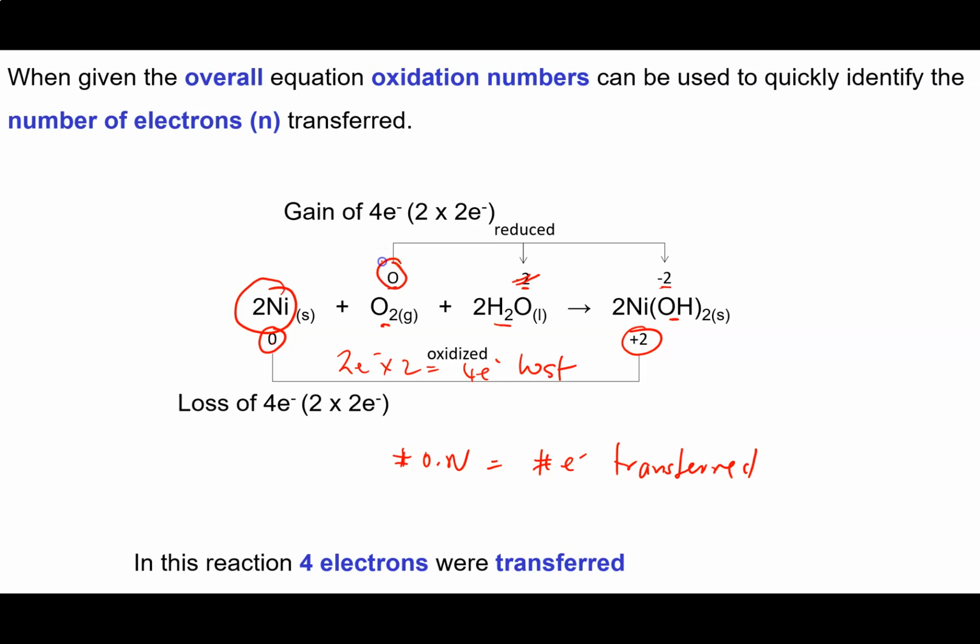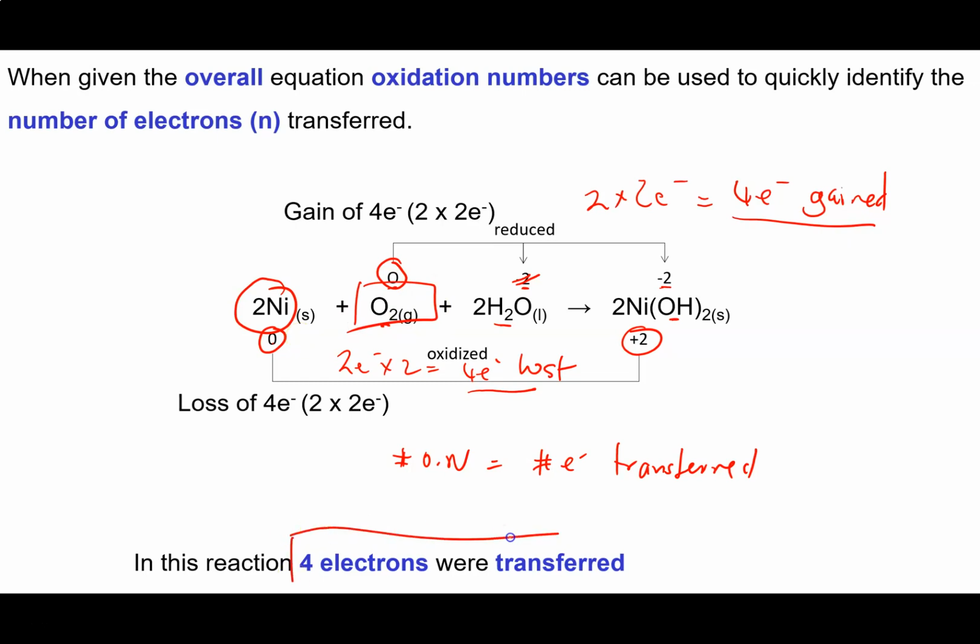But these 2 over here, we can say that there are 2 of them, they are reduced by 2 electrons. So that means that 4 electrons were gained by those oxygen atoms. So how many electrons were transferred? 4 electrons were lost by the nickel, and 4 electrons were gained by these oxygen atoms here. So in total, we had 4 electrons being transferred.